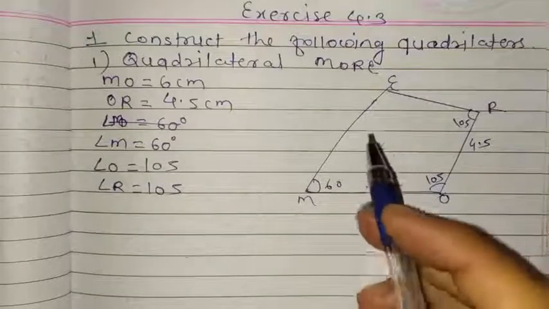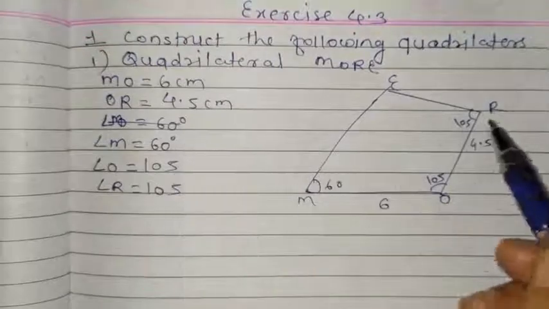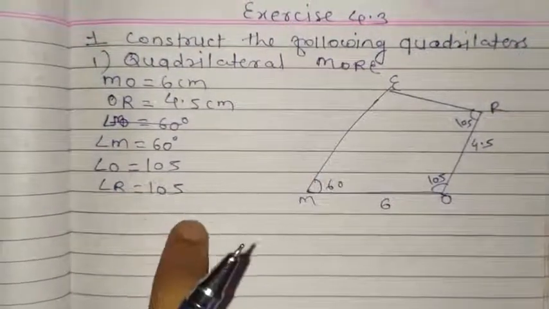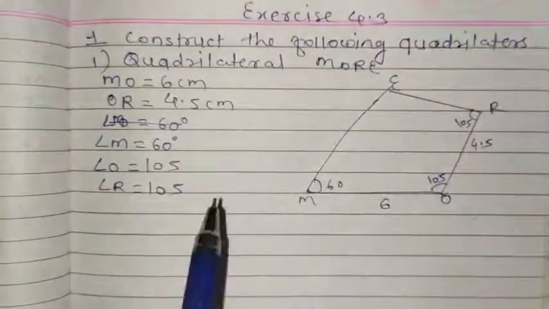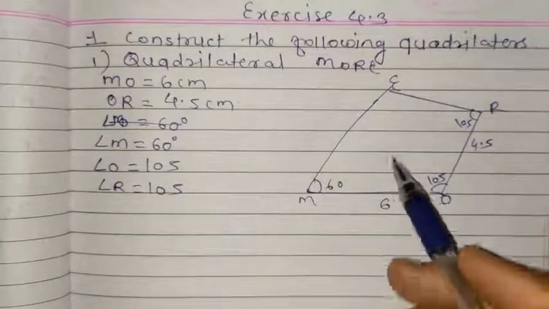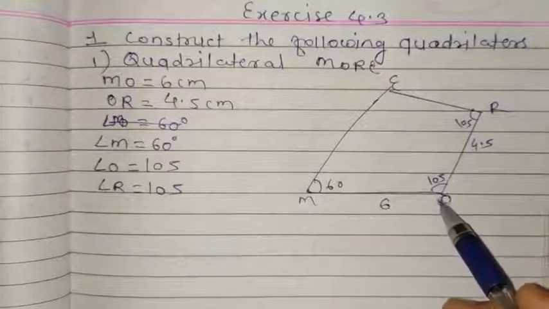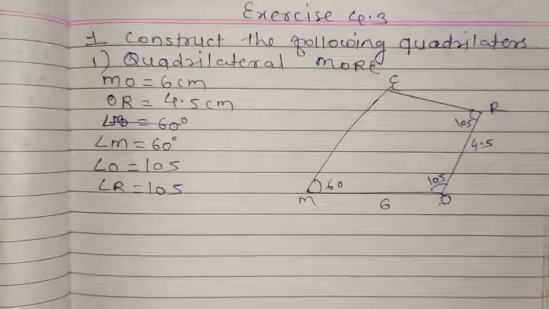Hello dear student, in exercise 4.3 of class 8 practical geometry, we have to draw the quadrilateral on the basis of information. So here I have drawn the rough figure. Here it is given MO is 6 cm, OR is 4.5, and the angles given are M is 60, O is 105, and R is also the same. So on the basis of that you have to design the quadrilateral.